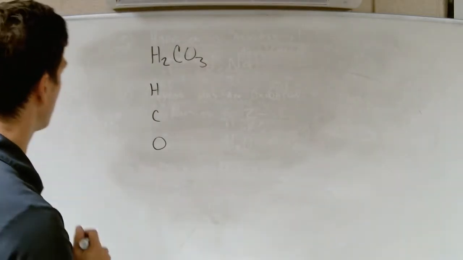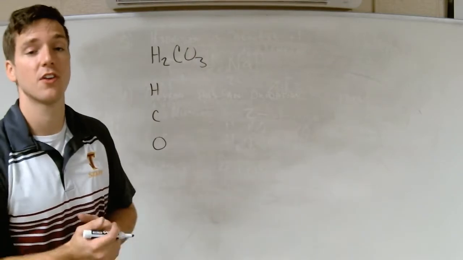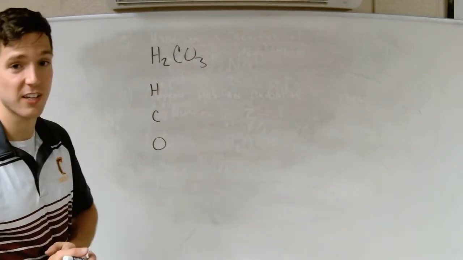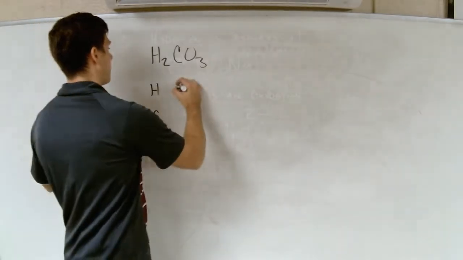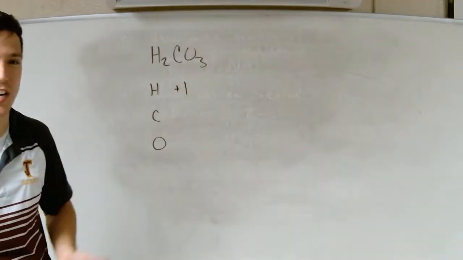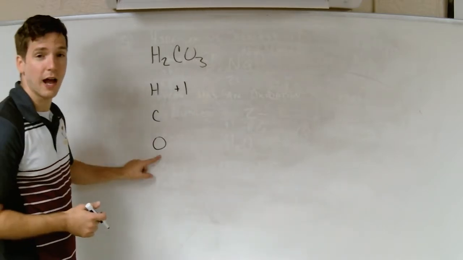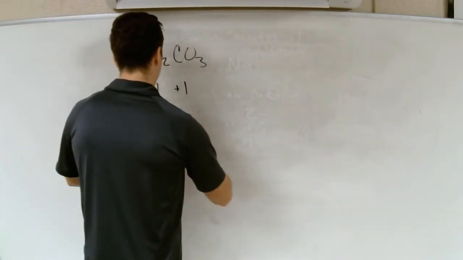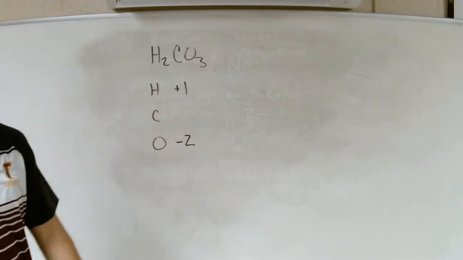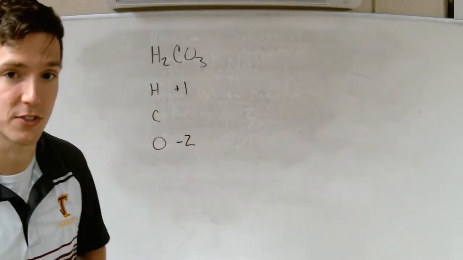So, what do we know about hydrogen? What is hydrogen's oxidation number? It's always plus 1, right? It's not a hydride here, right? It's not the second element, so it's plus 1. Oxygen is always minus 2, right? It's not a peroxide, so it's always minus 2.